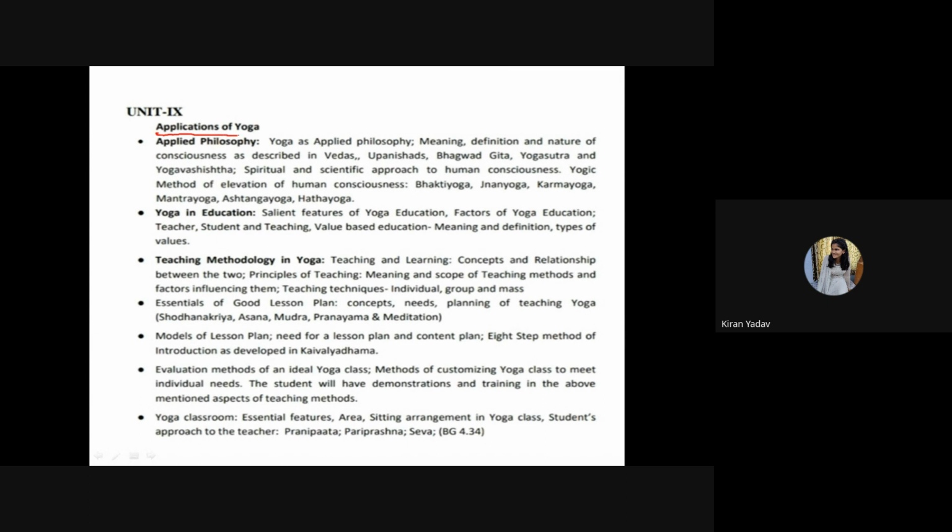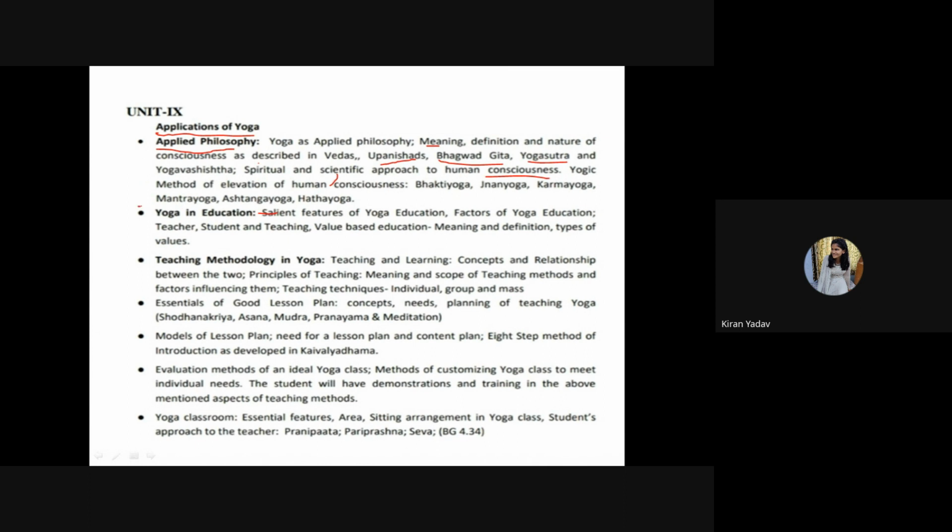So this is applications of yoga. This is the correct syllabus. Applied philosophy. This philosophical part is in our syllabus, but we do not need to separately cover it in unit number 9. Yoga is applied philosophy, meaning a definition, nature of consciousness as described in Vedas, Upanishads, Bhagavad Gita, Yoga Sutra, Yoga Vashisht, spiritual and scientific approach to human consciousness, yogic method of evaluation of human consciousness, Bhakti Yoga, Jnana Yoga, Karma Yoga, Mantra Yoga, Ashtanga Yoga, Hatha Yoga. So all this philosophical part, we don't need to cover it separately.